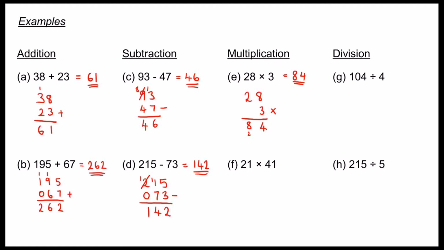Looking at the next multiplication question, it's a little bit more difficult because it's now a 2-digit number times another 2-digit number. I'm going to begin by writing 21 on the top and 41 underneath it, putting a times sign next to both of them. Initially, I'm going to start on the right hand side of the bottom row, and I'm going to times everything on the top row by 1. So 1 times 1 gives me 1, 1 times 2 gives me 2.